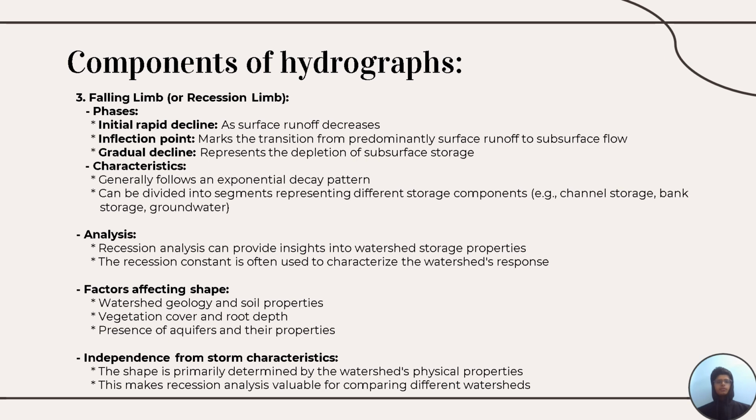So what are these characteristics? They generally follow an exponential decay pattern. Then they can be divided into segments representing the storage components. Then recession analysis can provide insight into watershed storage properties. The recession constant is often used in characterizing watershed response. Factors affecting the shape are watershed geology and soil properties, then vegetation, then presence of aquifers.